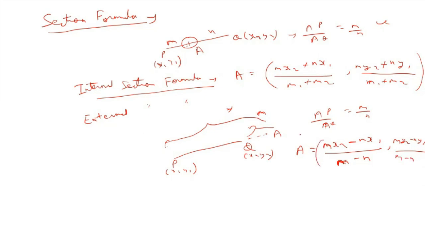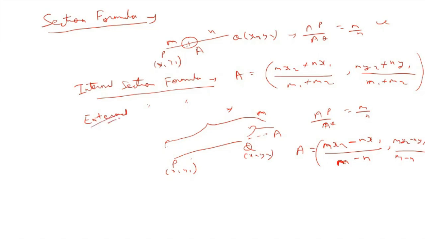Okay, so mx2 minus nx1, like this goes this side, this goes this side, upon m minus n, my2 minus ny1 upon m minus n. So the first ratio into the second point coordinate minus the second ratio into the first point coordinate upon m minus n. So the same thing as here, just that the plus has changed to minus, and the diagram has changed basically.